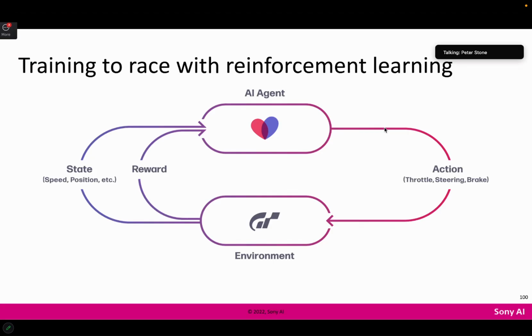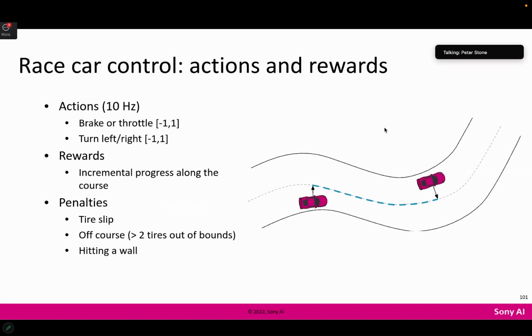And when I say end-to-end, I mean, it literally started out with random behavior where the car is just taking random actions. So it's driving off the track, running into walls, going in circles, not making any forward progress. And then, with a lot of experience, it is able to get to superhuman levels, as I'll describe.